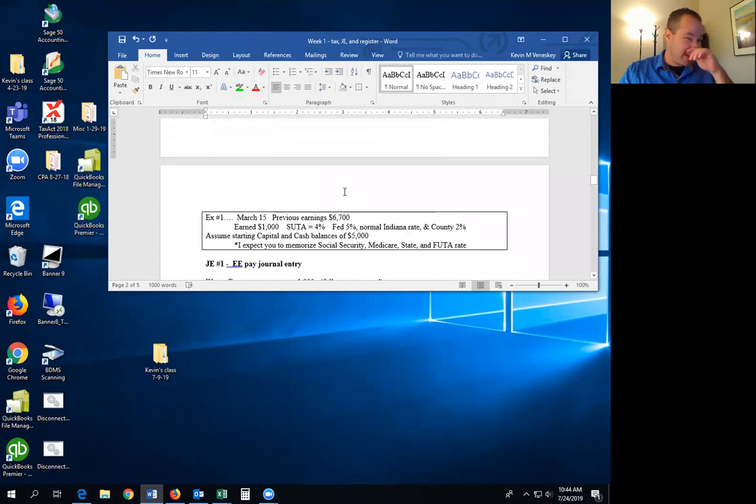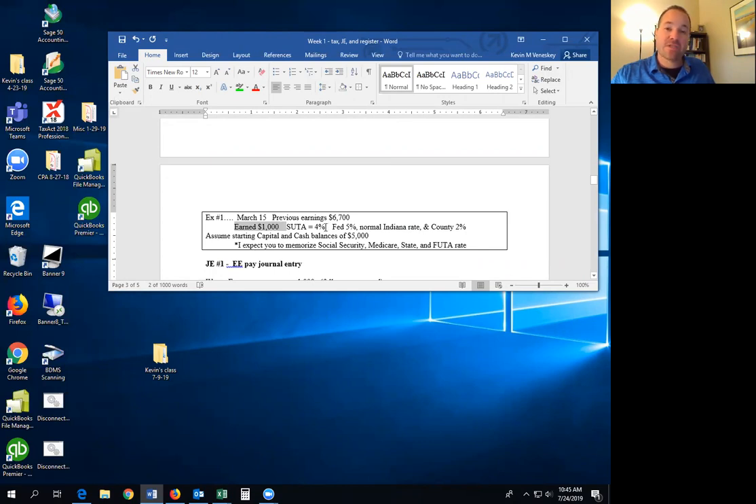All right, so let's look at how these journal entries actually work, and then we're going to do a practice one. So my example here says on March 15th, my employee had previously earned $6,700. This paycheck, we have grossed another $1,000 in earnings. So our SUTA rate is 4%.